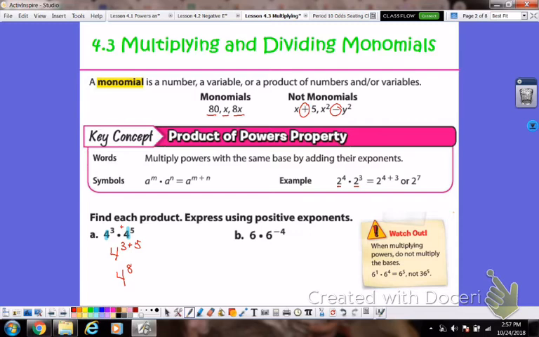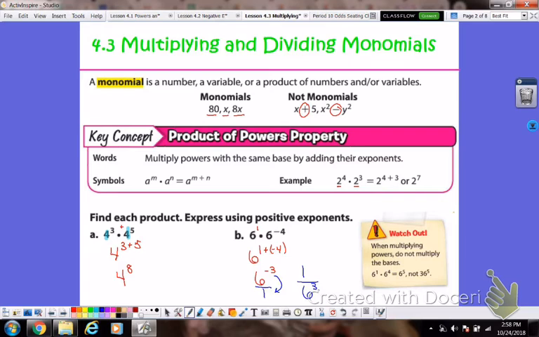In our second example, 6 times 6 to the negative 4th. When you see just a number or a variable, remember your exponent is 1. So 6 to the 1 plus negative 4. Think about how we add positive and negative numbers. That gives us 6 to the negative 3. Now when we are working with negative exponents, remember we want to think about the fraction. So the negative exponent shifts down to the denominator, and we end up with 1 over 6 to the positive 3.